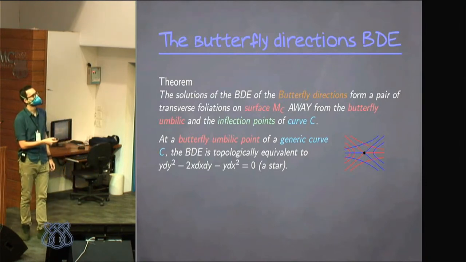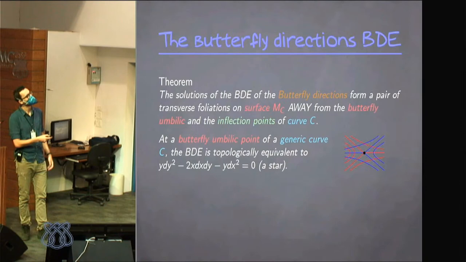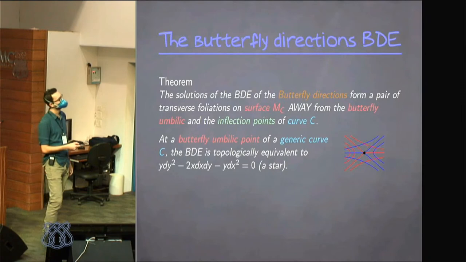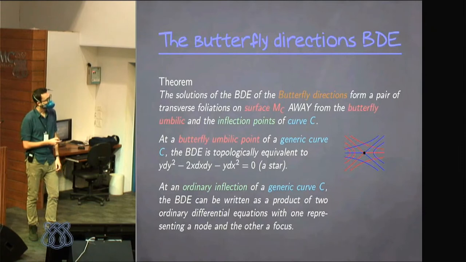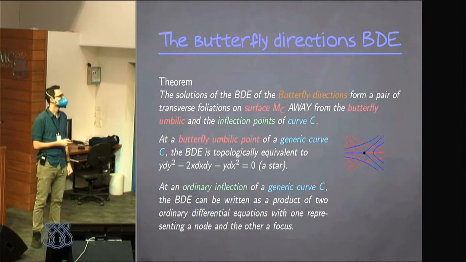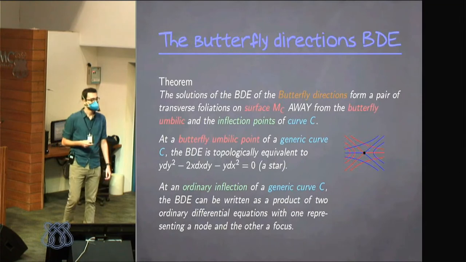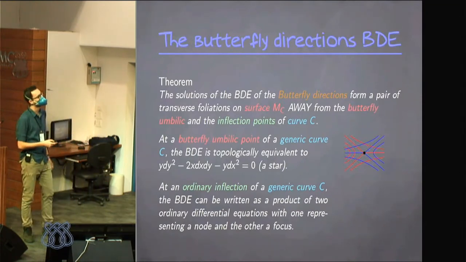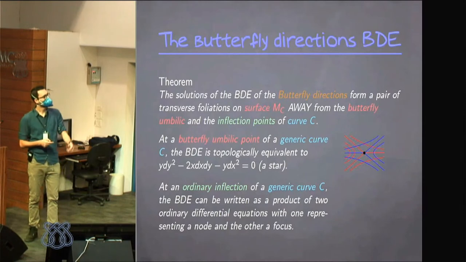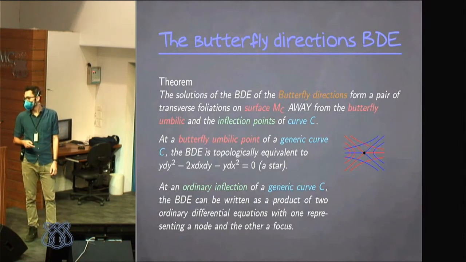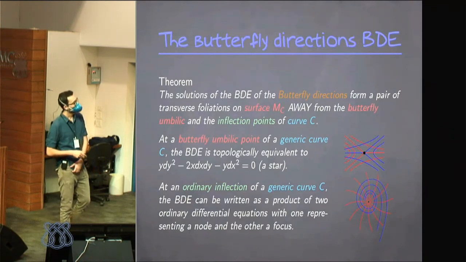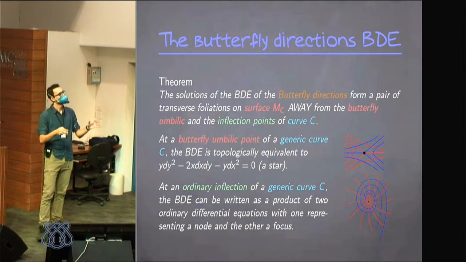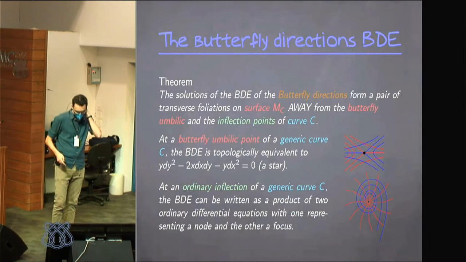We have the classical theory about singular points of binary differential equations. We have monstar, star, or lemon. But that case happens as a star. And in another case, at an ordinary point of the curve, our binary differential equation can be written as a product of two ordinary differential equations. One of them is a node, another one a saddle. And the foliation is like that. Okay? These are the results we obtain on our surface.